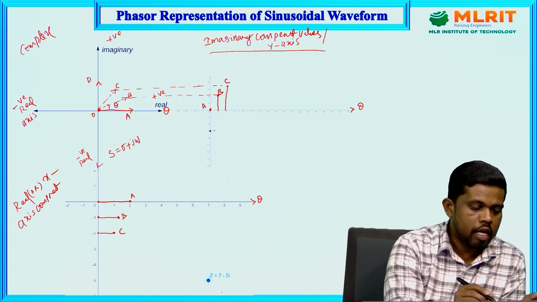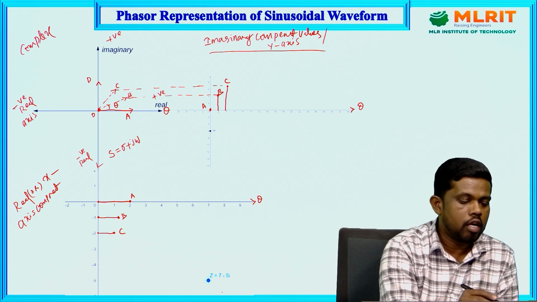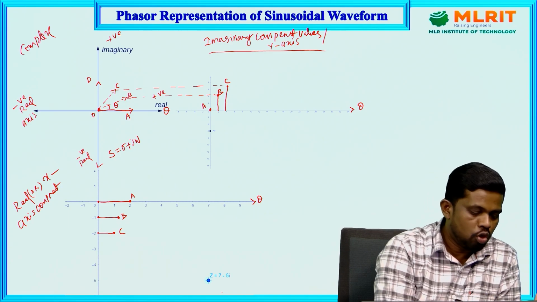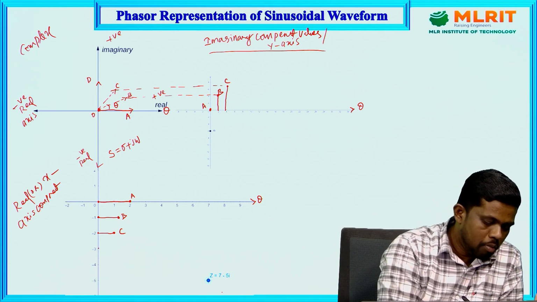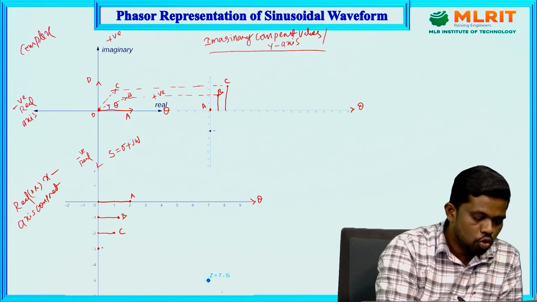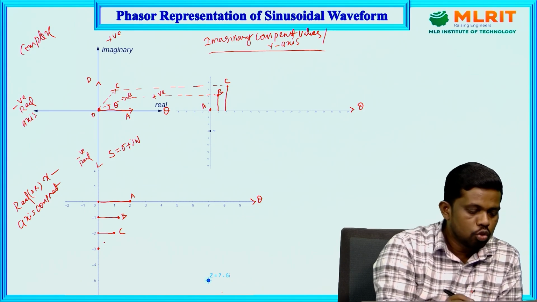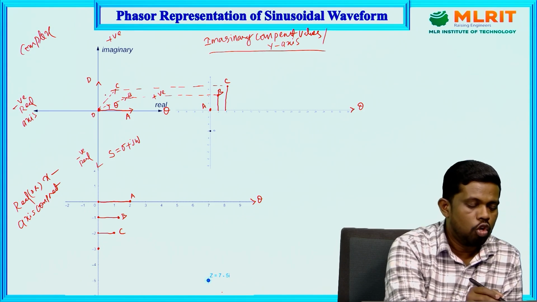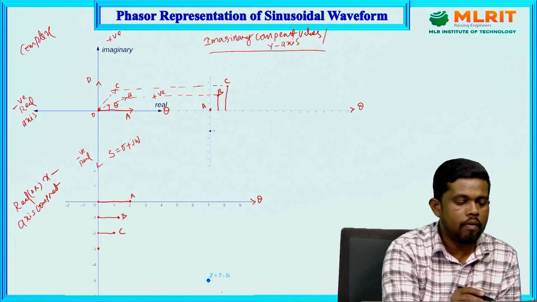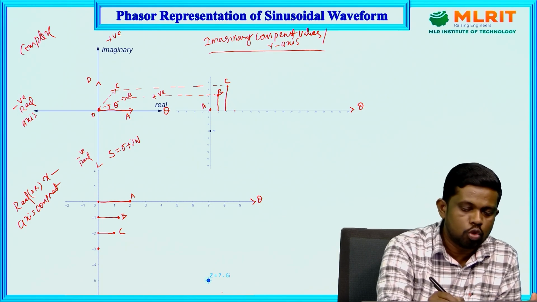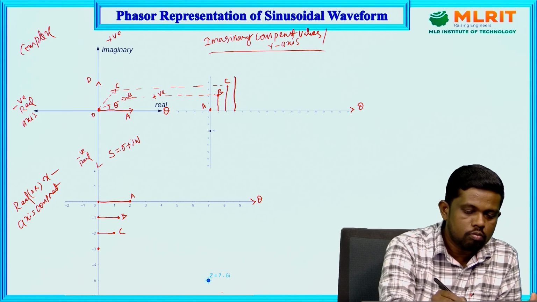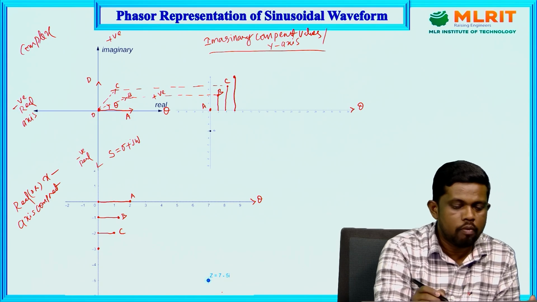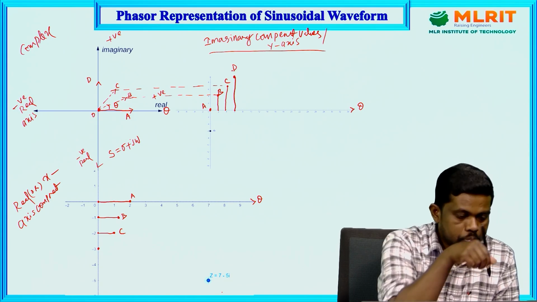In this instant only we have the imaginary axis component value. There is no real axis component value, so the real axis component value should be 0 here. Only the imaginary component value will be projected on this plane. So this is the imaginary axis component value, and this is the point D.